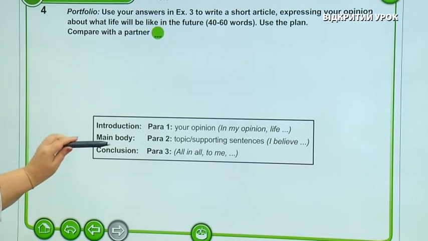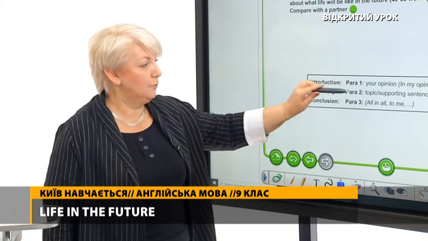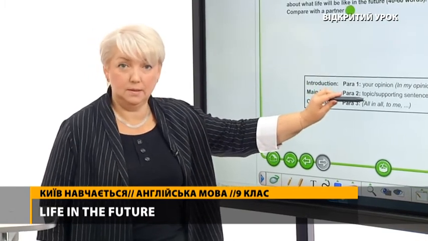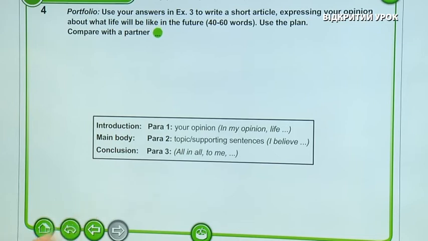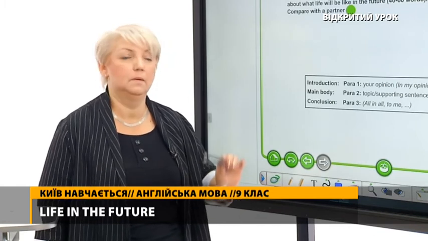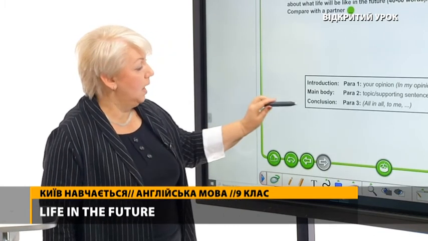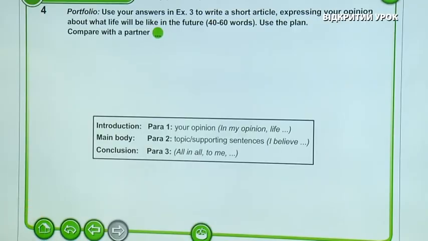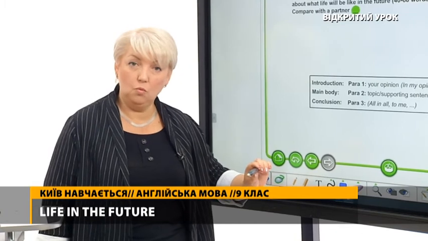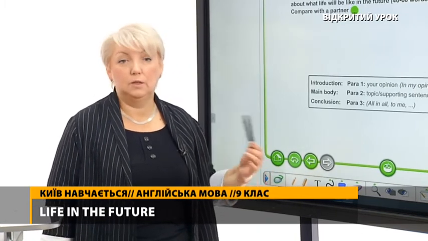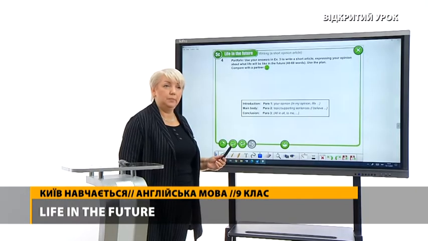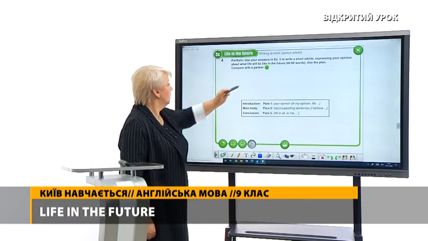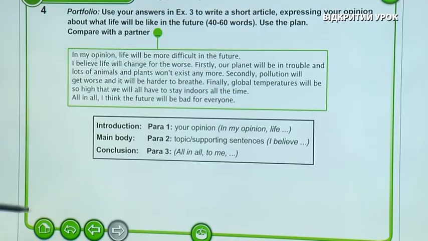In the main body, in paragraph 2, you have topic and supporting sentences. I believe, I think, first of all, on the other hand, and other supporting sentences. And conclusion, it's paragraph 3. You should summarize everything you wrote. All in all, to me, and so on, to sum it up, and you summarize your opinion. We can see a model.